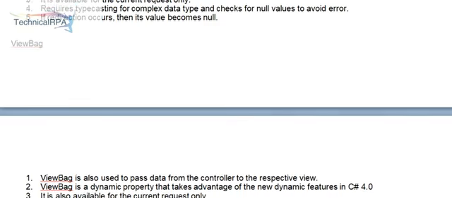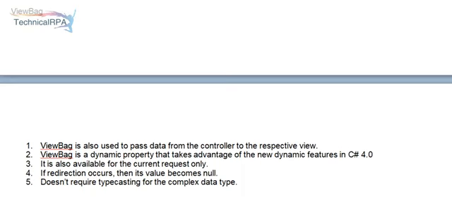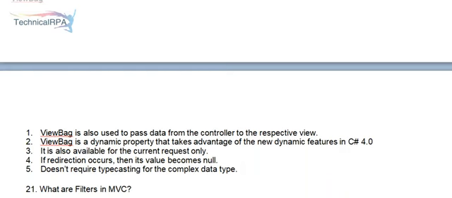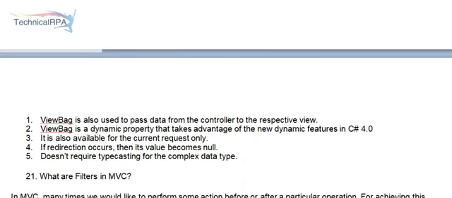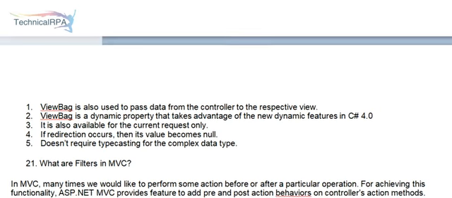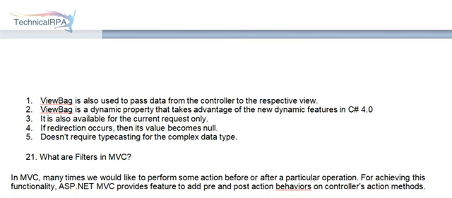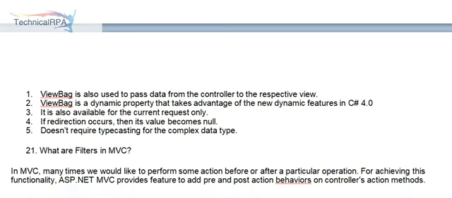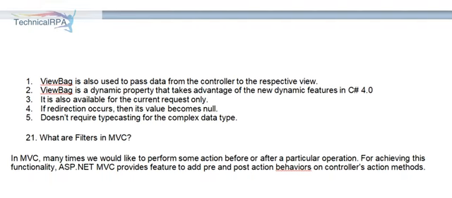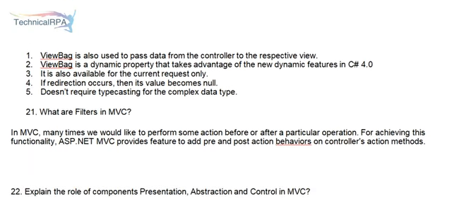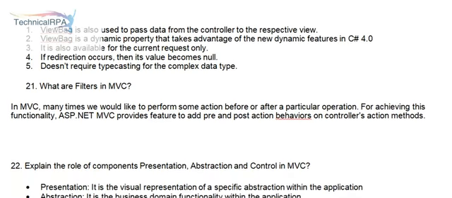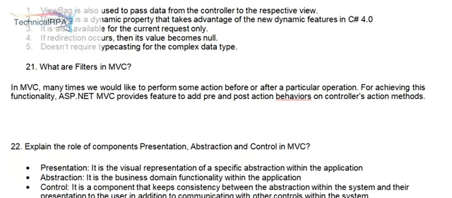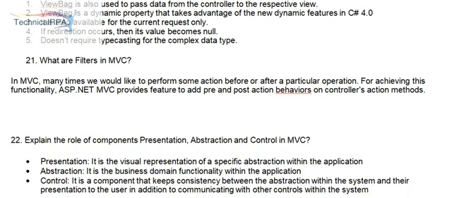ViewBag: 1. ViewBag is also used to pass data from the controller to the respective view. 2. ViewBag is a dynamic property that takes advantage of the new dynamic features in C# 4.0. 3. It is also available for the current request only. 4. If redirection occurs, then its value becomes null. 5. Doesn't require typecasting for complex data types.